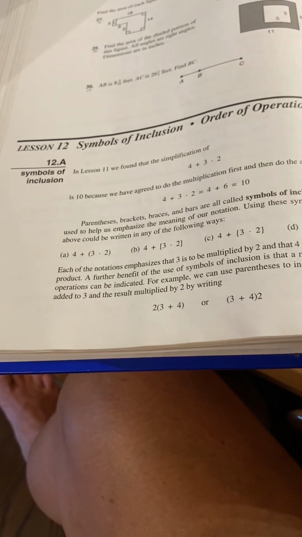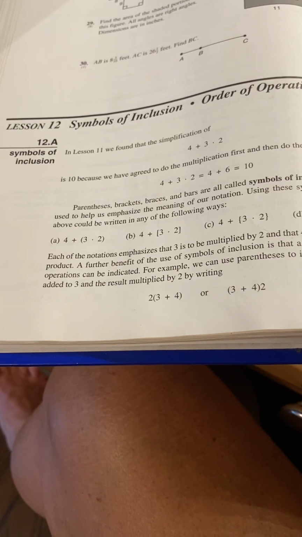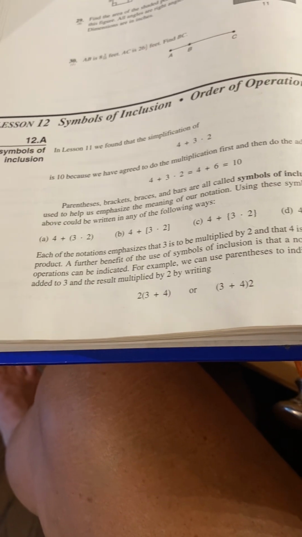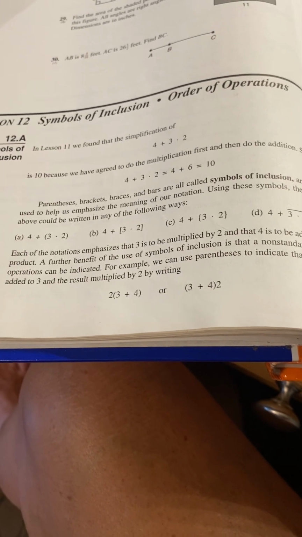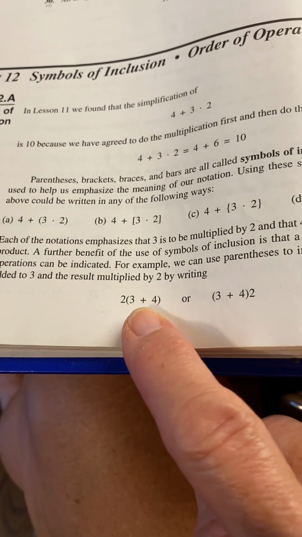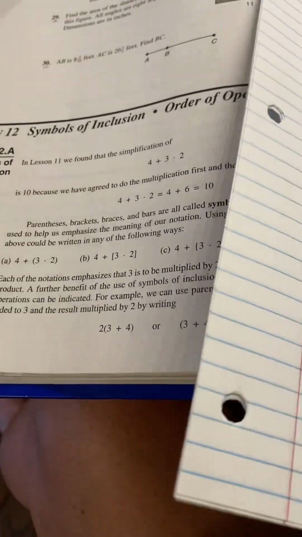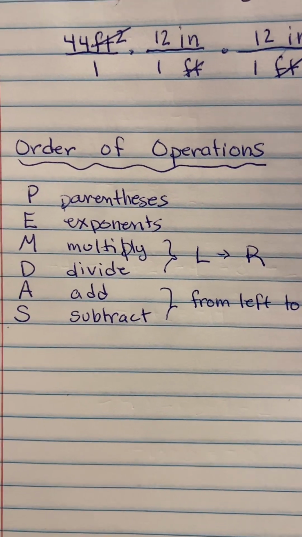Hello, Algebra class. This is lesson 12, and this will be the last lesson in the homework assignments. We're going to talk about symbols of inclusion and the order of operations. Again, symbols of inclusion just mean parentheses, right? So do you remember our acronym for the order of operations, PEMDAS? I hope you've all seen that before, but it's okay if you haven't.